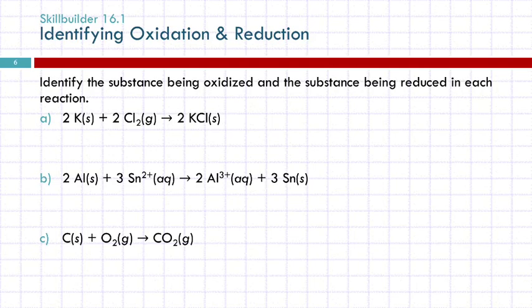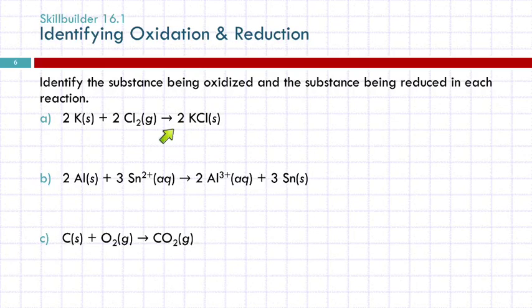So let's do a couple of examples. In each of these, identify the substance that's being oxidized and the substance that's being reduced. Okay, we're going to leave the agents out of this for now. So let's look at this first one. Here we have potassium and chlorine reacting to form potassium chloride. What we're looking for is what's losing electrons, what's gaining electrons.